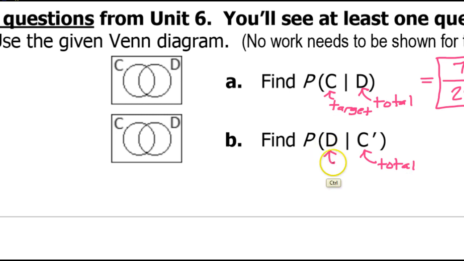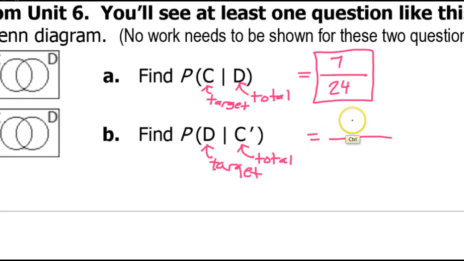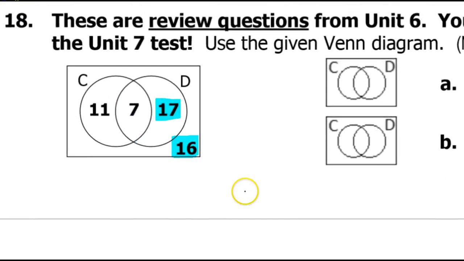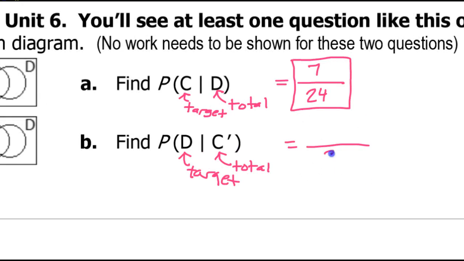And then D will be the target. So I always do target over total. So everything I just highlighted will be my new denominator. So this is going to be what? 33. So that's why the denominator is going to be 33.